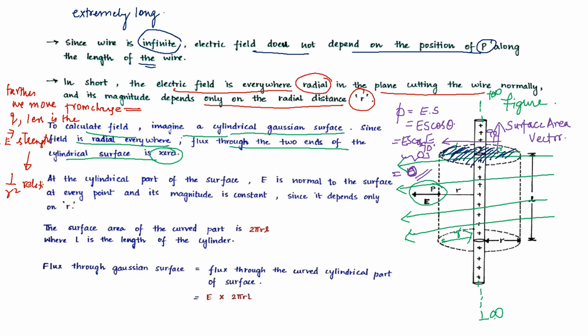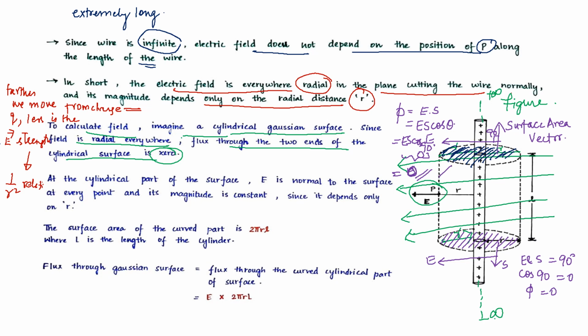Now when we go for face 2, this one, a similar condition arises. The surface area vector is in the downward direction and our E is going in this direction. Here also E and S are making an angle of 90 degrees. As cos 90 is 0, the flux through this face will also be 0.